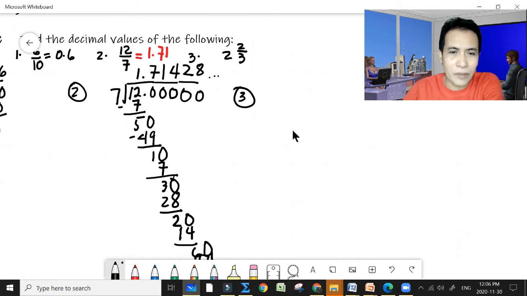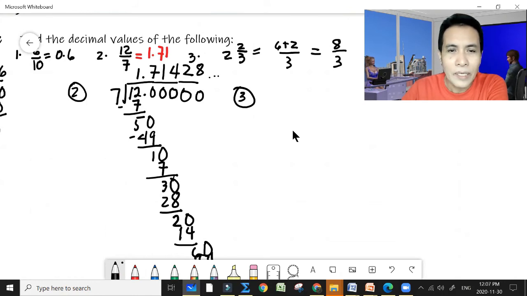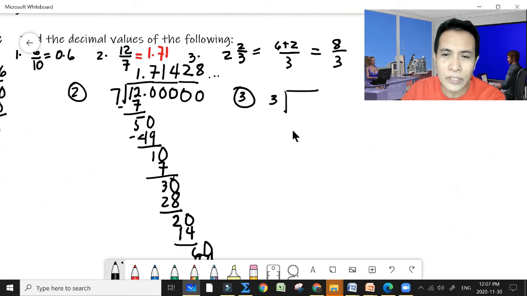This is a mixed number. We have a whole number and a fraction. So first, we're going to convert this to an improper fraction. This is equal to 3 times 2, that's 6, plus 2, over 3. So this is equal to 8 over 3. So 2 and 2/3 is also equal to 8 over 3. Now we're going to divide. Our divisor is 3, our dividend is 8. 8 divided by 3, that's 2. 2 times 3, that's 6. 8 minus 6, that's 2.